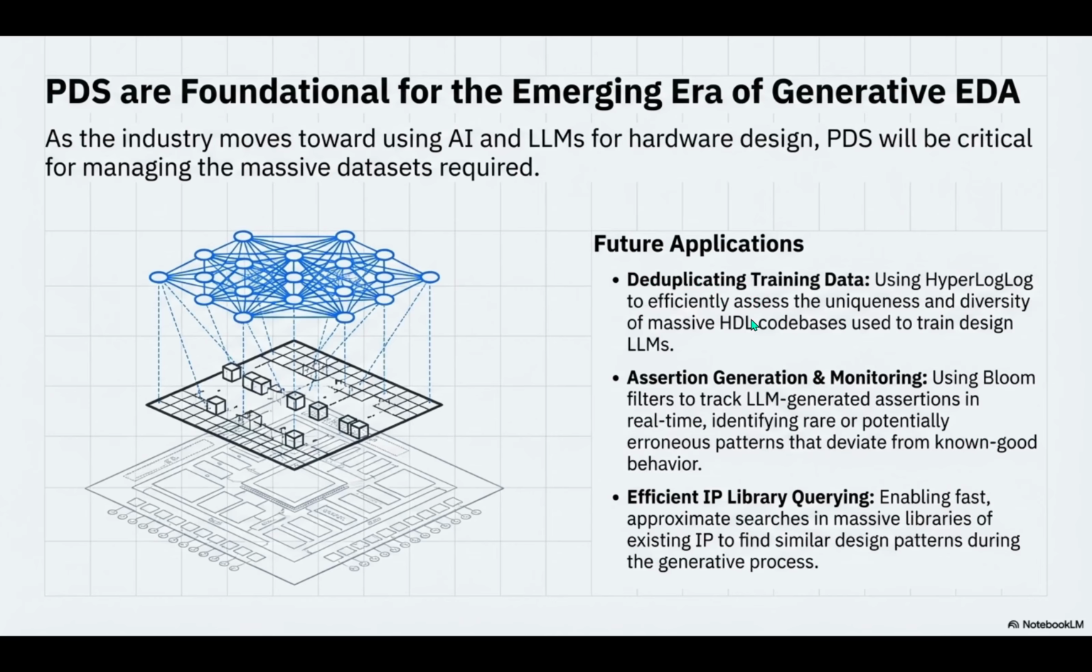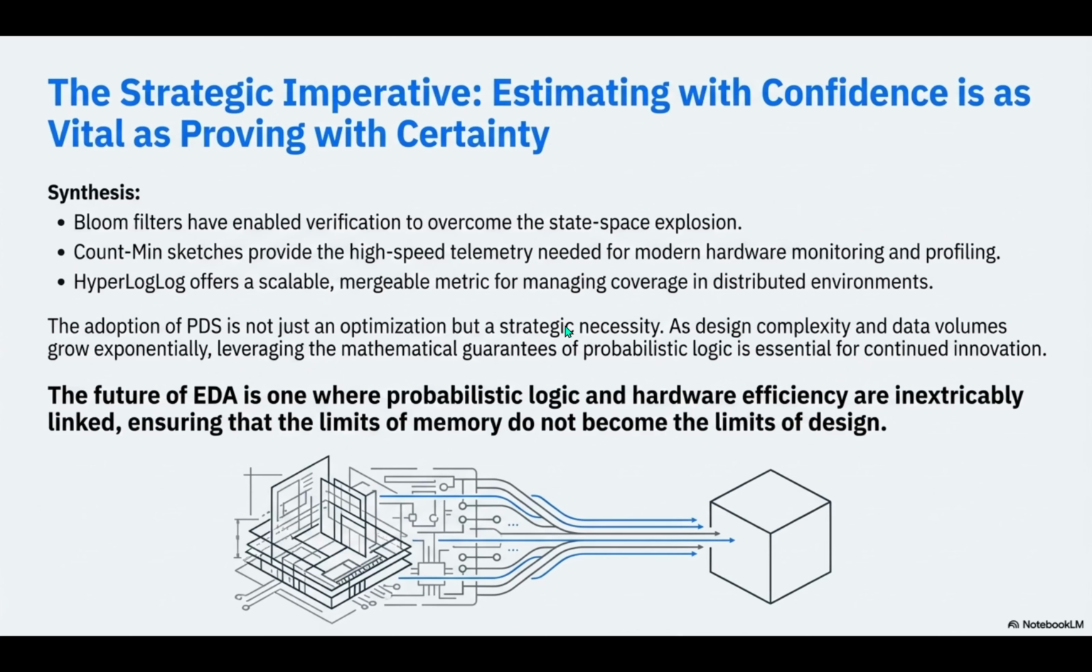So after all of this, what does this whole deep dive really mean for the philosophy of engineering? It means we successfully found a way around the memory wall. The strategic choice to trade absolute certainty for confidence has unlocked the next era of complexity. Bloom filters beat the state space explosion, CMS gave us high-speed telemetry for systems like NeoProf, and HyperLogLog delivered scalable global coverage tracking.